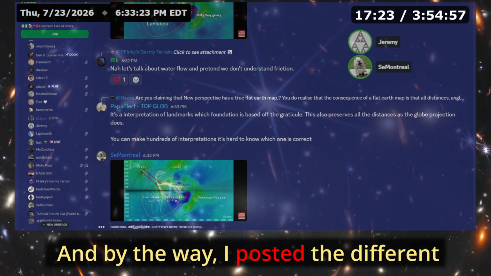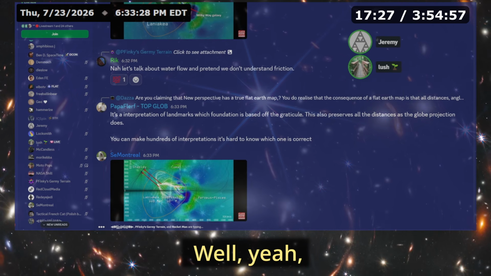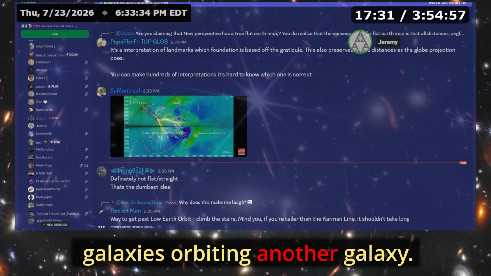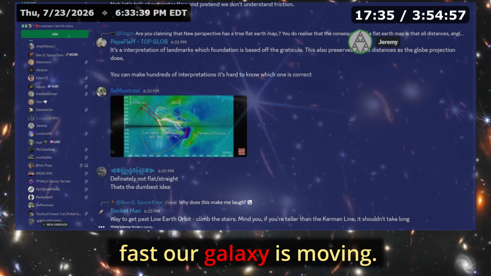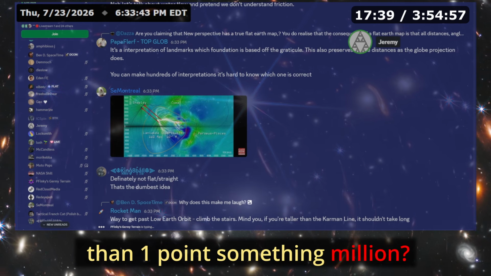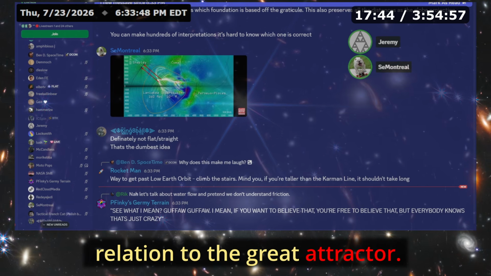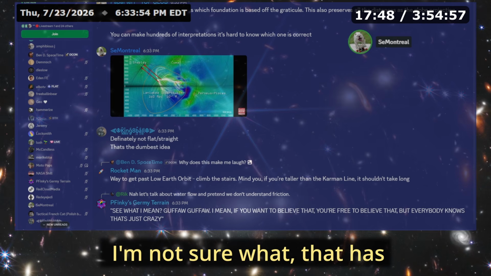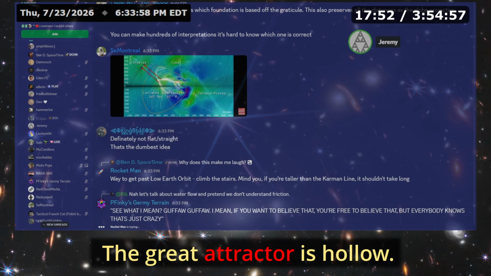And by the way, I posted the different motions of these clusters, Jeremy. Well, yeah, but how deep does it go? All it goes is our galaxy's orbiting another galaxy, and that's where we get the 1.5 million from, how fast our galaxy's moving. Is there a higher number than 1.something million? That's a good question. I think that's in relation to the Great Attractor. After that, I'm not sure. That has to be doing the same thing. That's hollow. The Great Attractor is hollow.